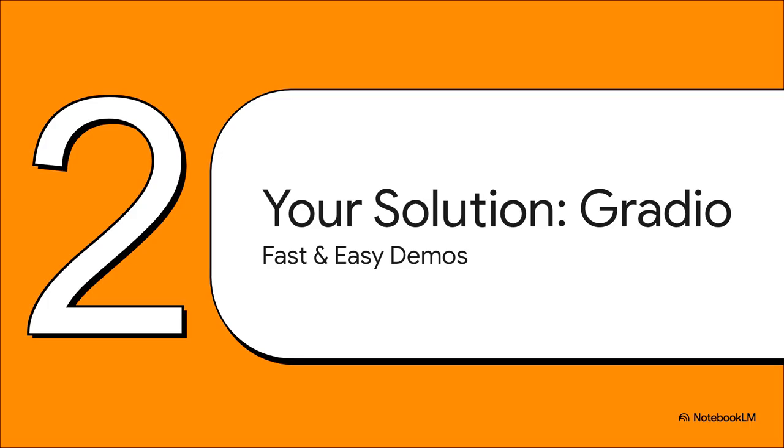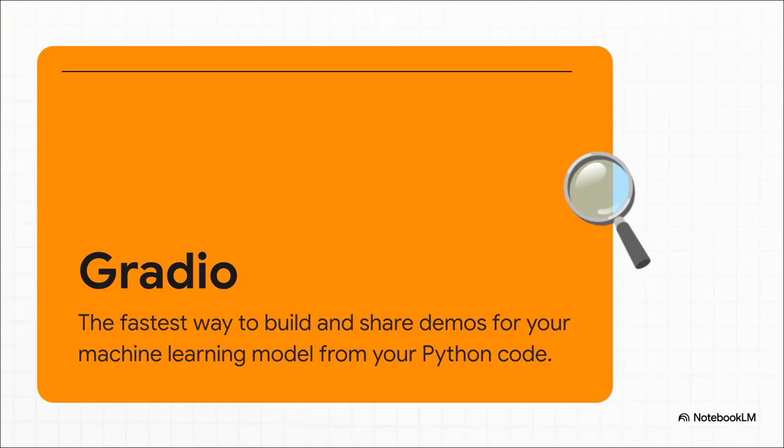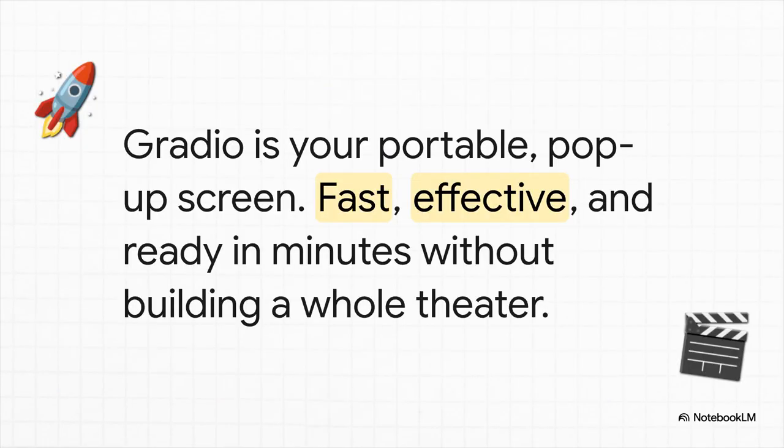Everybody, meet Gradio. So what is Gradio really? Well, at its core, it's a Python library with one simple, beautiful mission: to be the absolute fastest way for you to build and share a demo for your model. And the real magic here is that you do it all right from your Python code. No messing with JavaScript, no HTML, none of that. So, to bring that movie analogy full circle, if building a traditional UI is like building a whole theater, Gradio is your pop-up screen. It's fast, it's super effective, and you can have it up and running in just a few minutes. It's all about getting your work out there fast.